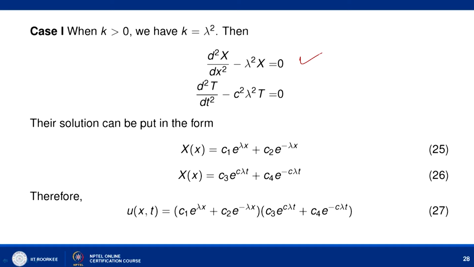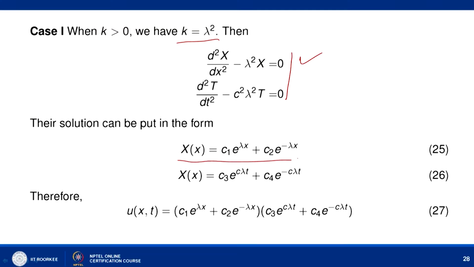Now let us consider three cases for this constant k here. Let us assume that k is positive, negative and 0, and we try to find the non-trivial solution in each case.